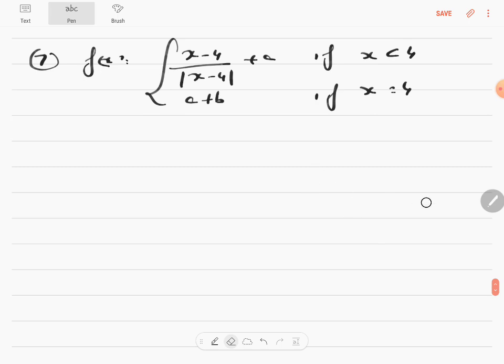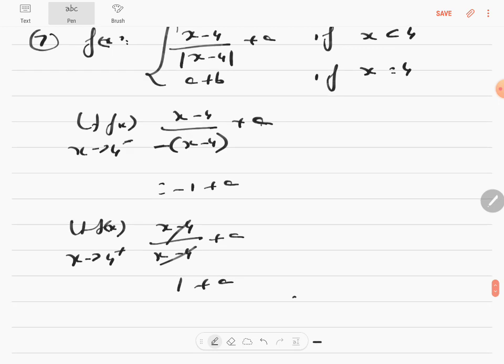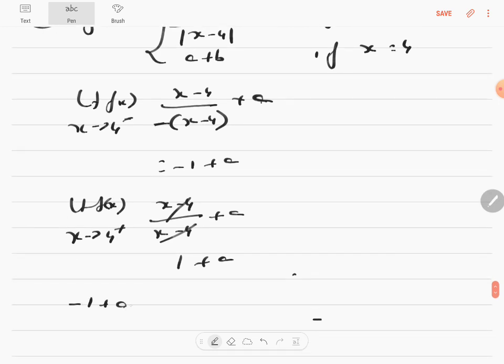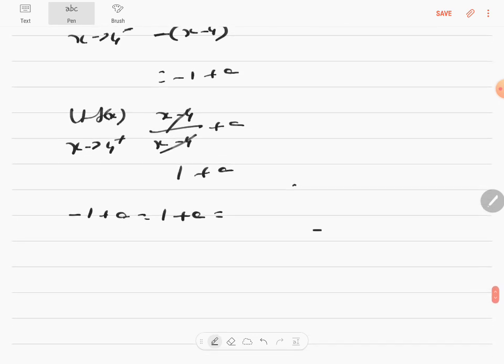I'm going to straight away do the limit of f of x as x tends to 4 from the left. That means the mod function has to be negative. So (x minus 4) by minus of (x minus 4) plus a, which is minus 1 plus a, is the left hand limit answer. Then the limit of f of x as x tends to 4 from the right is (x minus 4) by (x minus 4) plus a. Therefore it's 1 plus a is the right hand limit answer. And left hand limit is equal to right hand limit is equal to, at that point, a plus b.